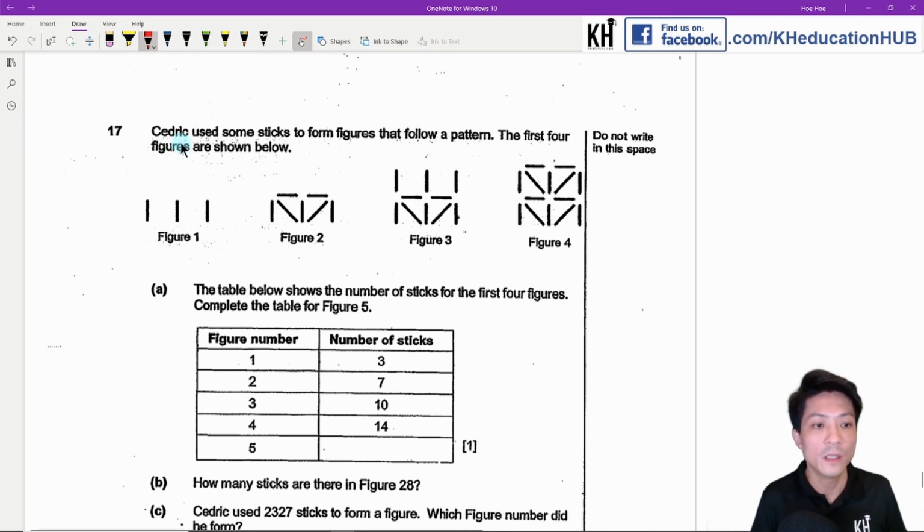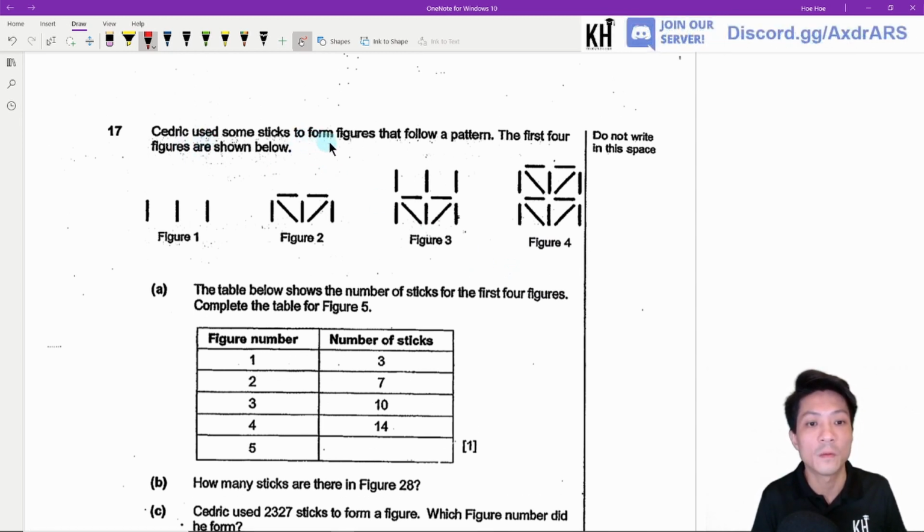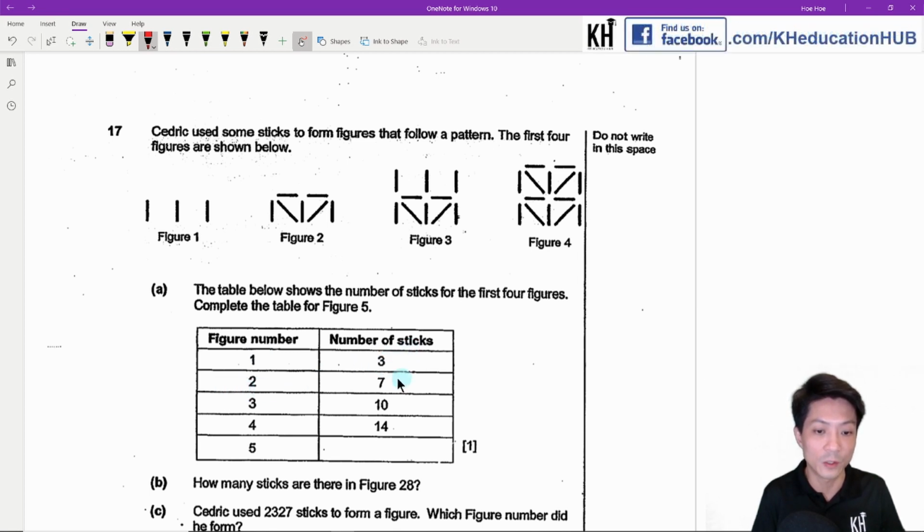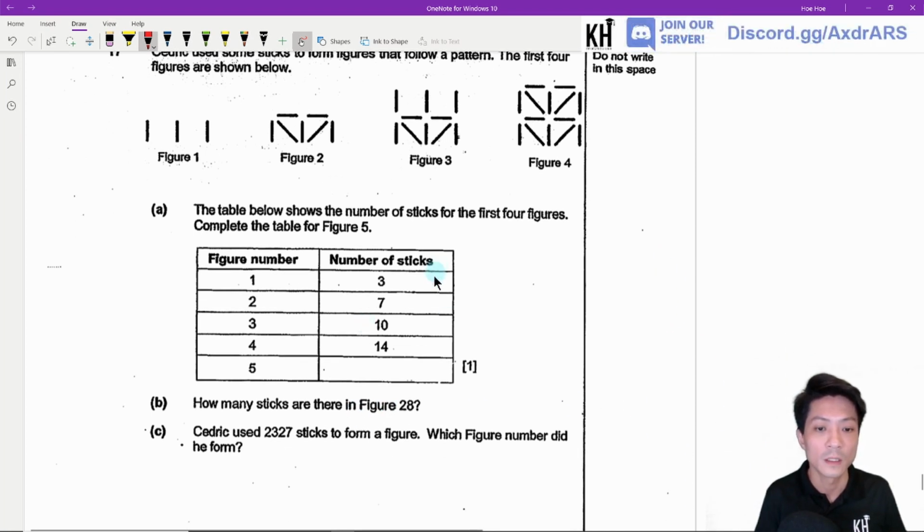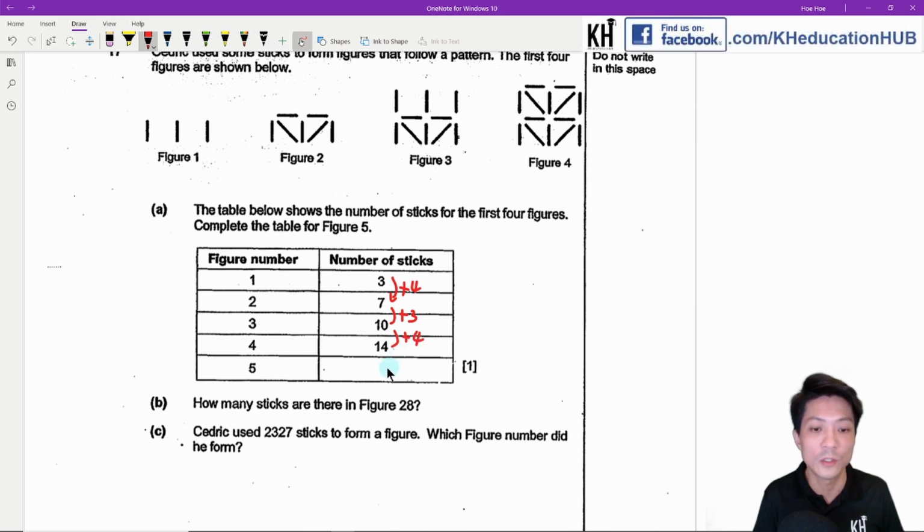Okay, question 17. Cedric used some sticks to form figures that follow a pattern. The first 4 figures are shown below. Okay, figure 1 will have 3 sticks, figure 2 will have 7, figure 3 will have 10, and figure 4 will have 14. Okay, so here to here is a plus 4, plus 3, and a plus 4. So here should be a plus 3, which is a 17.